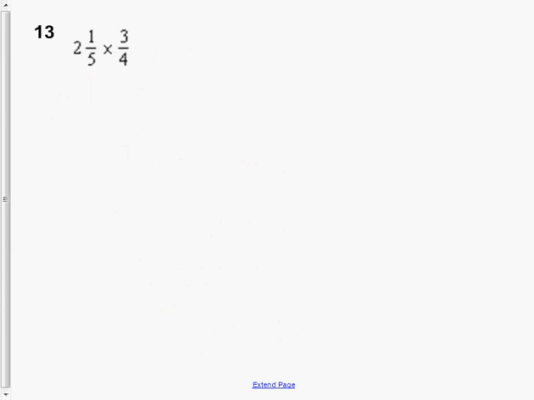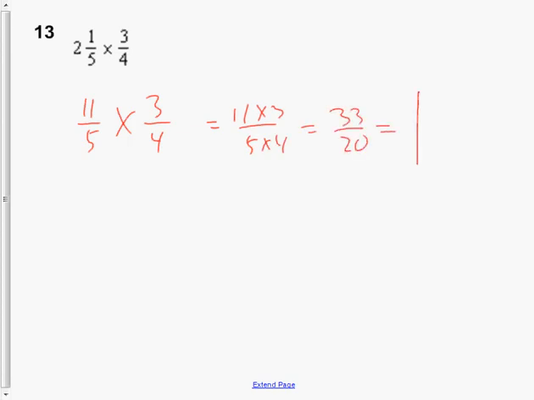Question 13 is your fraction question, a mixed fraction multiplied by a proper fraction. Change your mixed fractions to improper to start. Look to see if you can cross reduce when multiplying two fractions. You can't. So multiply your numerators, multiply your denominators, you get 33/20, which as a mixed fraction is 1 and 13/20.